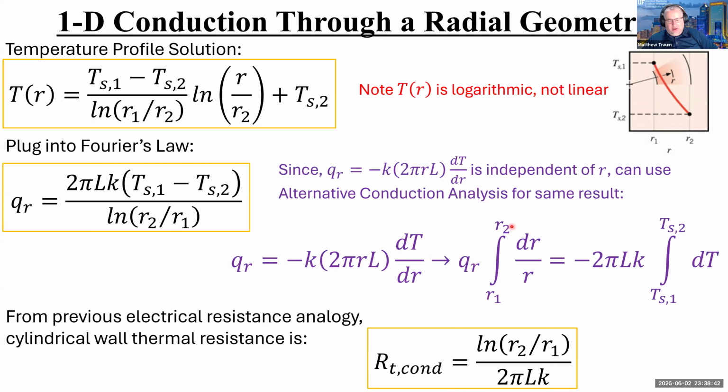And I'm going to just integrate from R1 to R2 on the left. And I'm going to integrate from T surface 1 to T surface 2 on the right. And end up with this exact same result, right? That is what pops out of that. So just an alternative way of getting to it.